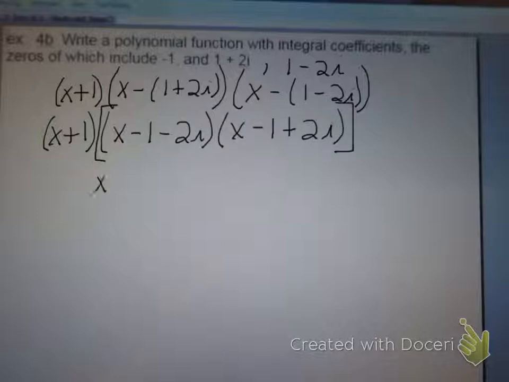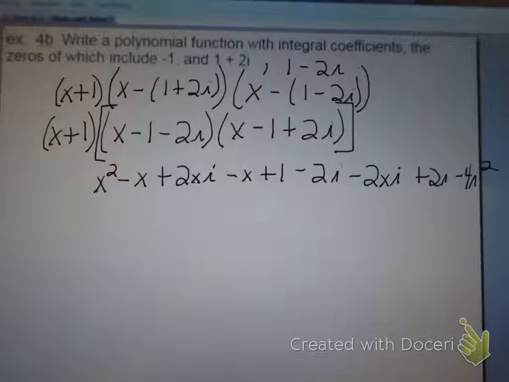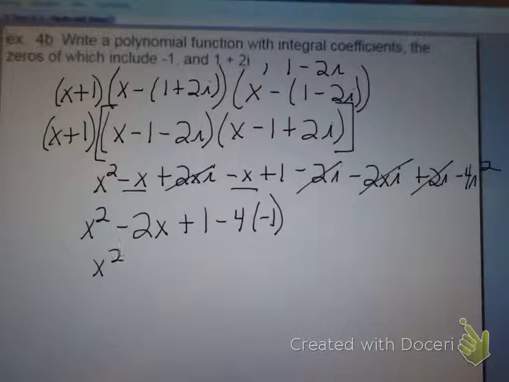I'm going to multiply the two factors that have imaginary numbers together because I'm hoping that things will go away. Which they do. Don't forget, when you see i squared, that's -1.